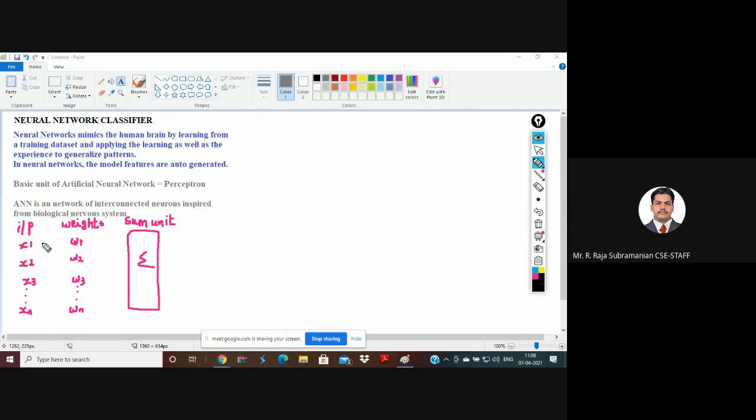So the inputs will be given the corresponding weights, and they all will be summated. The weighted summation of each input will be taken, and those will form a hypothesis formula, and that will contribute to a particular output in machine learning.